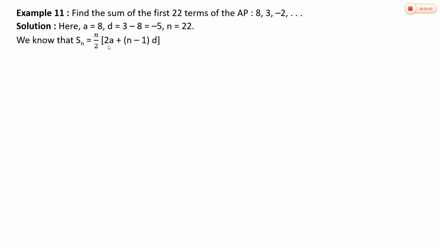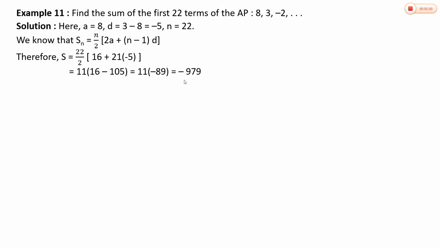We know the formula to find the sum of n terms of an AP, that is Sn is equal to n by 2 into 2a plus n minus 1 into d. Here n is 22, a is 8 and d is minus 5. Substitute all the values here and if you simplify, you will get the sum of the first 22 terms of the AP as minus 979. This is S22. So the sum of the first 22 terms of the AP is minus 979.